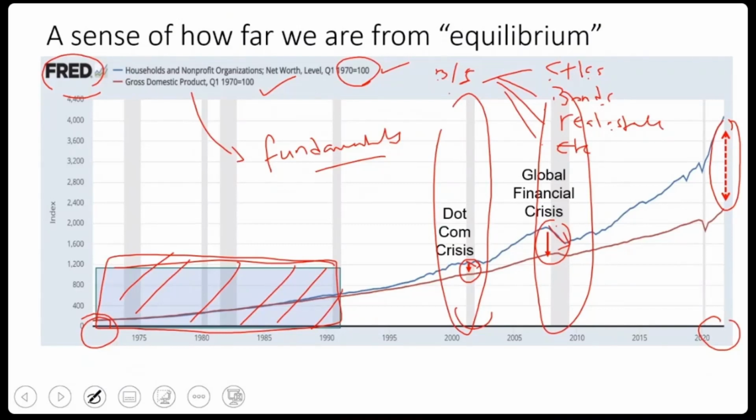So this chart is quite intriguing, because if we look at it, what we are saying now is that asset prices have moved really, really far away from fundamentals. And this is what, in recent years, people have been calling the everything bubble.